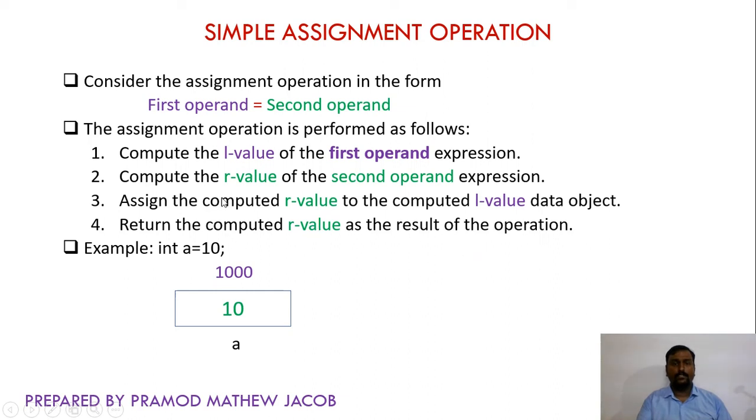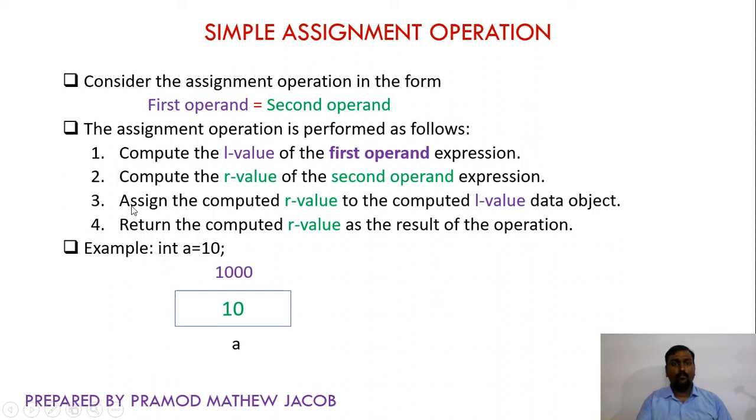Let's understand these steps with an example. We have to perform the operation a is equal to 10. So a is the first operand and 10 is the second operand. First we have to consider the L value of the first operand. First operand is a. The locator value of a is 1000. So this 1000 is computed, pointing to that location. Compute the R value of the second operand. R value of the second operand is 10.